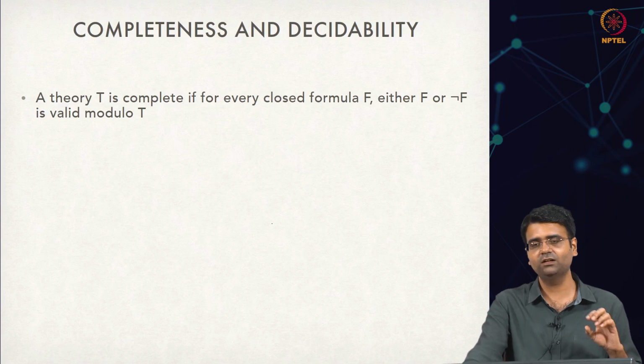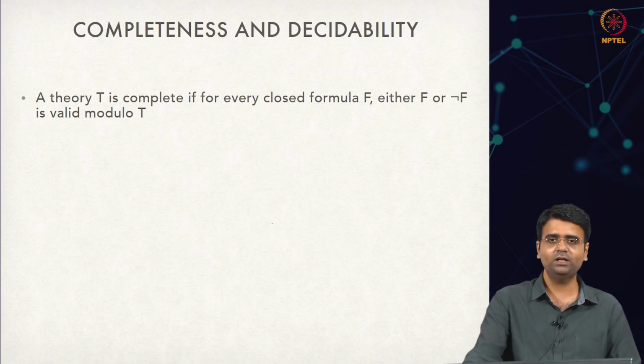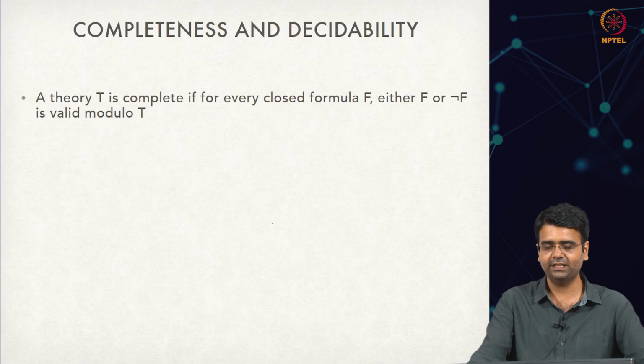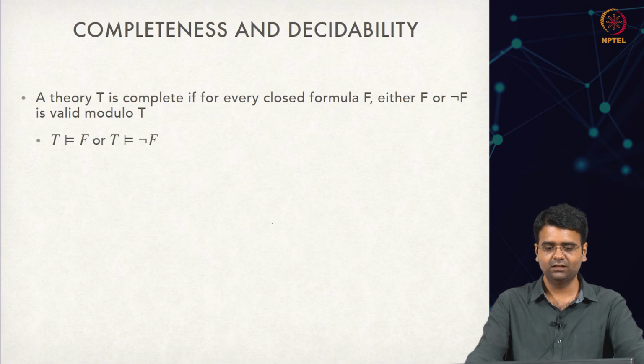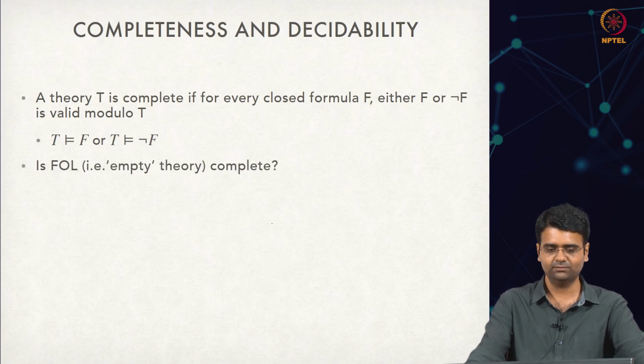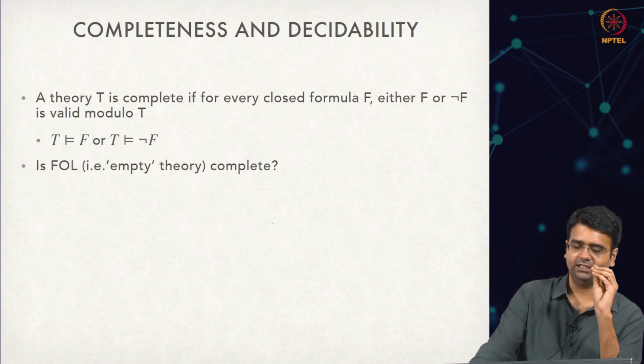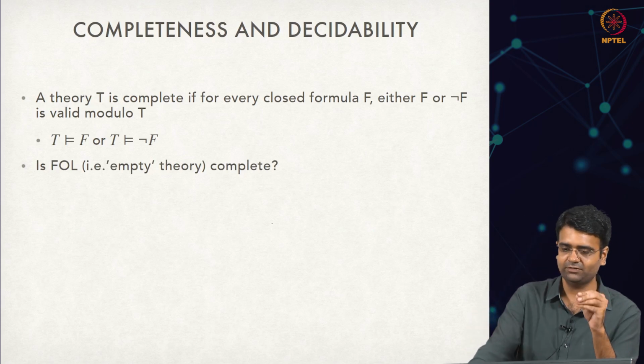It's saying that no matter what formula, any closed formula you construct using the symbols of the theory, either that formula is going to be valid modulo T or its negation is going to be valid modulo T. If this is the case, then the theory T is said to be complete. Formally this means that either T entails F or T entails not of F. So this completeness is a very strong property, and only very few theories satisfy this property.